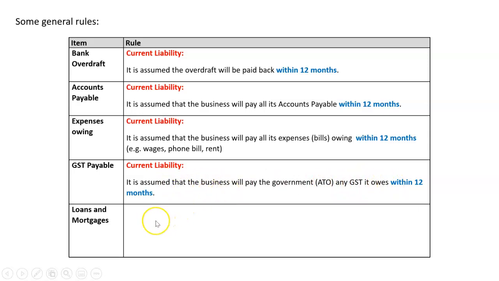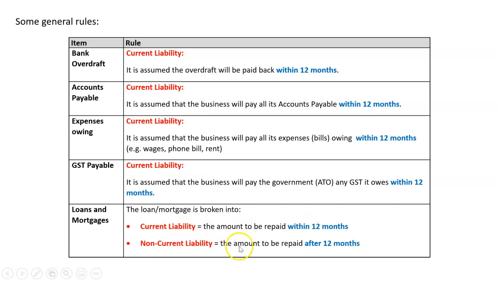And lastly, we've got loans and mortgages where we borrow money to buy something else. So maybe some equipment, or just for the money, or to buy a property. And what we're going to do with that one is just be a little bit specific and break the mortgage or the loan into two parts. The current liability is the amount to be repaid within 12 months, and the non-current liability is the amount to be repaid after 12 months.